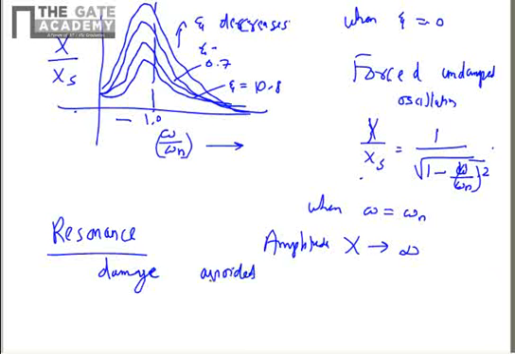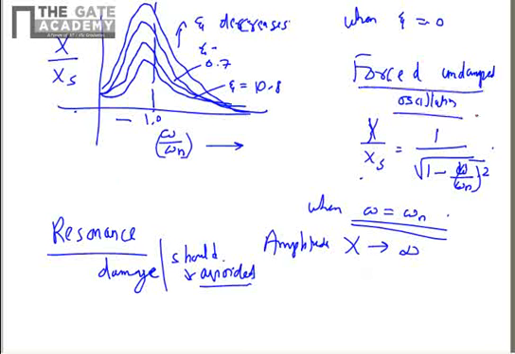So that's why I told you in the free vibration section that it is important to determine the natural frequency, because if our forcing frequency is equal to natural frequency, the amplitude goes to infinity and the system is damaged. Yes, so we should avoid this condition. So this happens in the case of forced undamped oscillation.